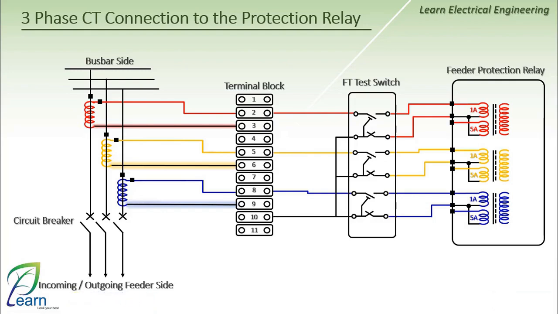So how will it create the star point for the CT? We will start by connecting a wire jumper to terminal blocks numbers 3, 6, 9 and 11, and then connect terminal number 11 to terminal number 10. Excellent. Now we've finished the connection.